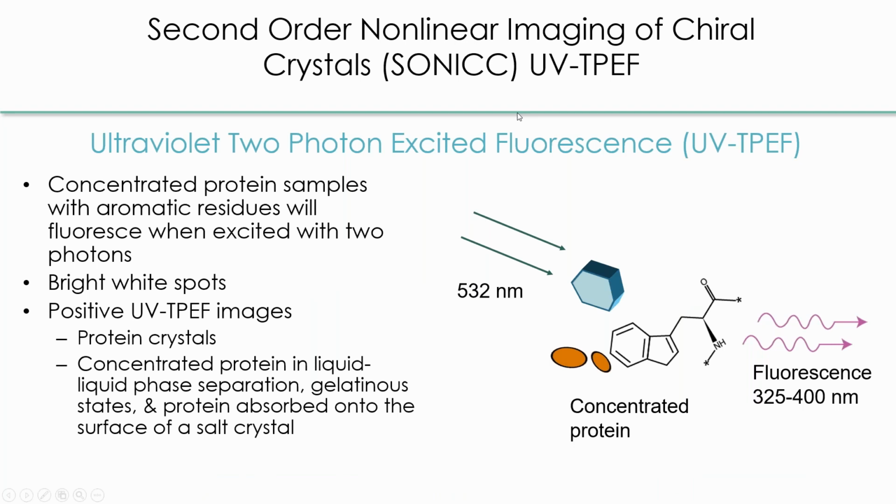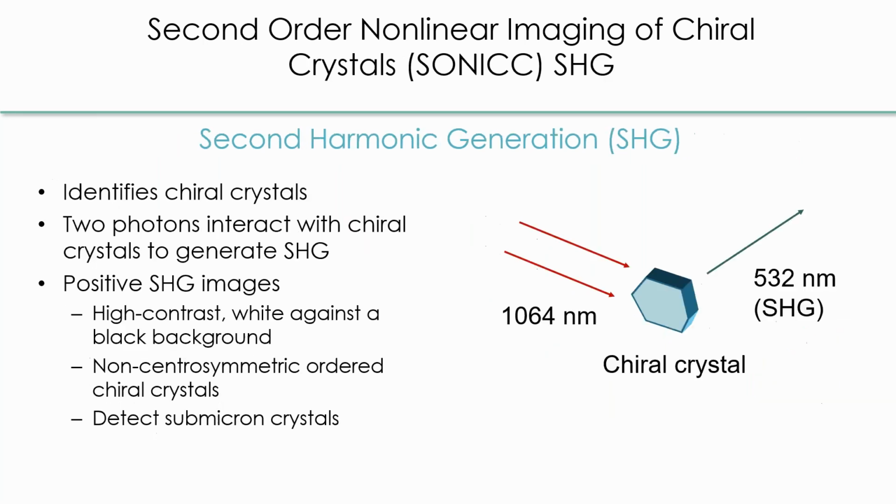Sonic in our Rock Imager 1000 has two additional features beyond visible imaging, and one is the UV, ultraviolet 2-photon excited fluorescence, which allows us, just like any UV imaging, to detect concentrated protein. So that will detect protein crystals, as well as proteins that are in gelatinous states, precipitated, but it's dependent on the protein actually having tryptophans or aromatic residues. And we'll see some examples of this in just a second.